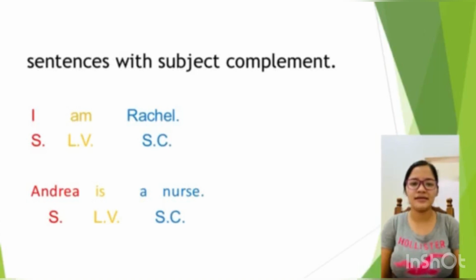In this case, the subject will be the pronoun I. As we can see, the verb in the sentence is a linking verb because it uses the form of the verb to be, which is am, and Rachel will be the subject complement. In the following sentence, Andrea is the subject, is the linking verb, and nurse is the subject complement.